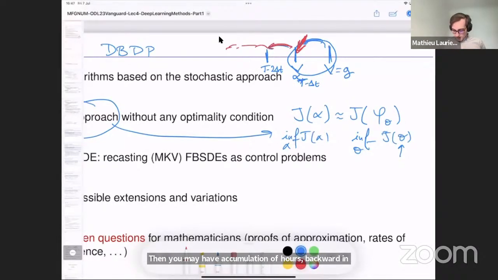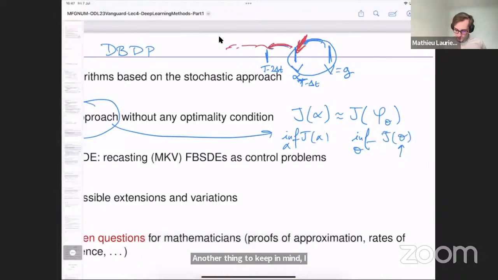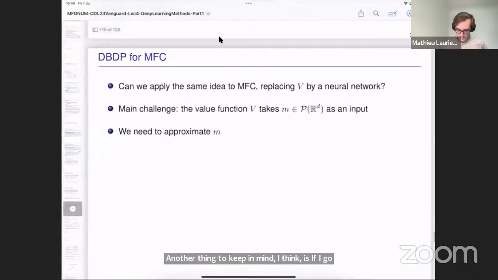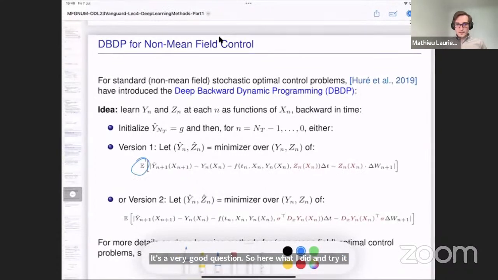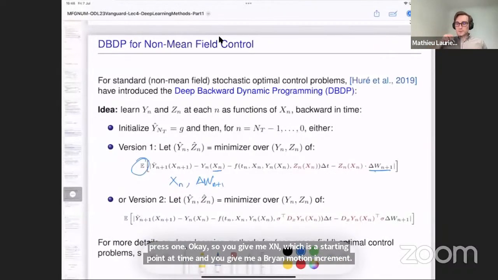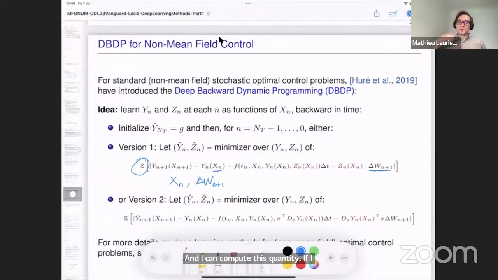Another thing to keep in mind, if I go back, I skipped this detail, but it's a very good question. What I didn't write is what the expectation is over. The expectation is over xn, because I need to choose xn, and then it's over the delta W n plus 1. So you give me xn, which is the starting point at time n. You give me a Brownian motion increment, and I can compute this quantity if I have the neural networks for y and for z.